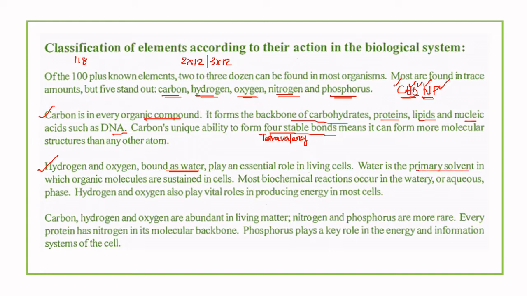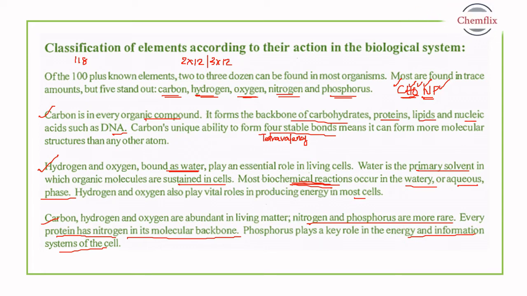So water is the primary solvent in which organic molecules are sustained in cells. Most biochemical reactions occur in the watery or aqueous phase. Hydrogen and oxygen also play vital roles in producing energy in most cells. Carbon, hydrogen and oxygen are abundant in living matter. Nitrogen and phosphorus are more rare. Every protein has nitrogen in its molecular backbone. Phosphorus plays a key role in the energy and information system of the cell. So this is the basic idea about the standout elements: carbon, hydrogen, oxygen, nitrogen and phosphorus.